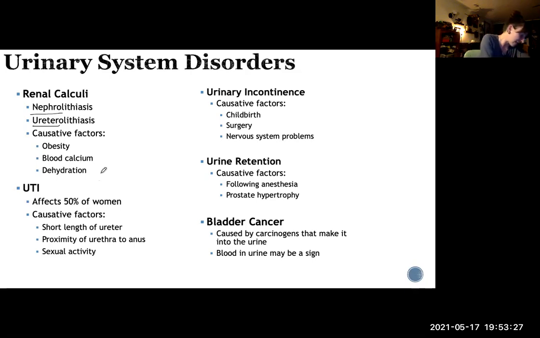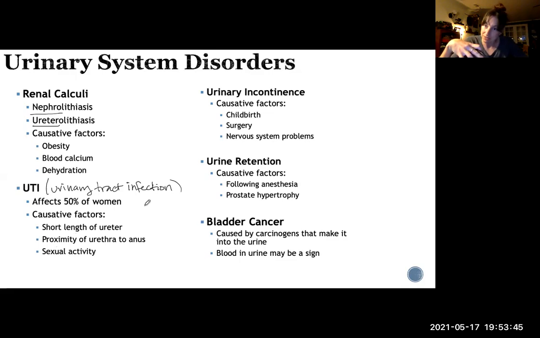UTI, urinary tract infection. Again, it affects a lot of women because of their short urethras and the proximity of the urethral opening to the vaginal opening and the anus. Causative factors can be sexual activity. So anything that goes on down there that might transfer stuff from the vaginal opening or the anus to around the urethra can give you a bladder infection.